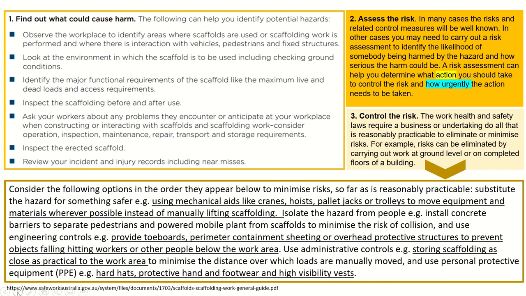Then of course you need to assess it in terms of the likelihood of somebody being harmed, in terms of the probability of the hazard, and also how serious is the hazard. So then you can take a specific action, or then you can identify how urgently the action should be taken. So this is something you can properly do if you know the hazard.